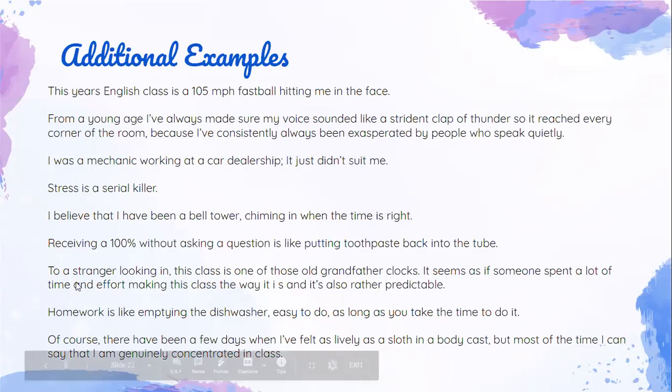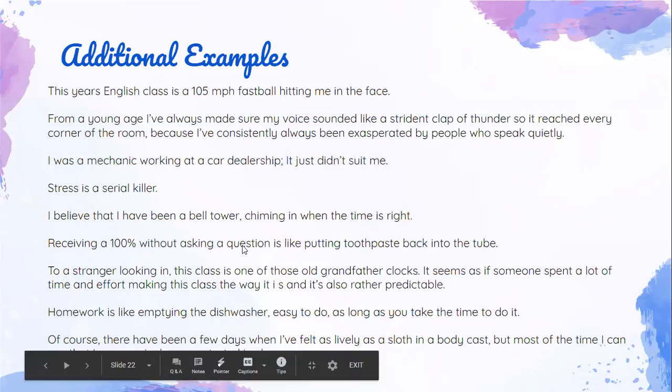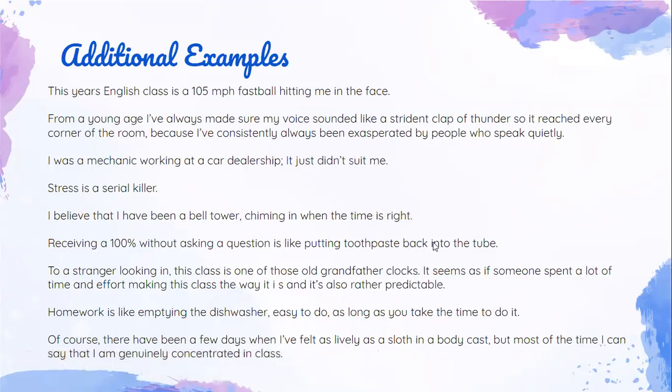And then here's a simile: receiving 100% without asking a question is like putting toothpaste back in the tube. They're comparing, if you don't ask questions but you still get 100% without ever having any curiosity, it's like putting toothpaste back in the tube, which is just super unsatisfying and messy and not something you like to do.